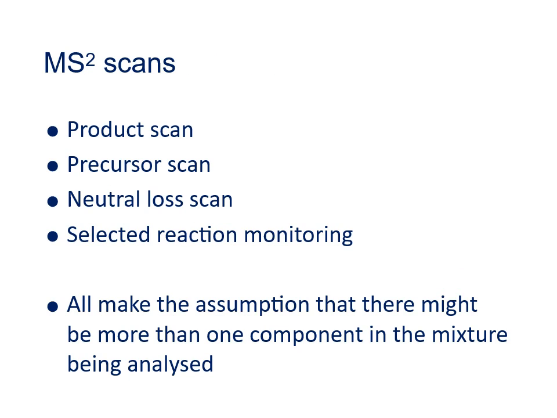Now, having looked very quickly at the basics of tandem mass spectrometry, it's time to look at the four standard tandem mass spectrometry experiments that are commonly run. These are the product scan, the precursor scan, the neutral loss scan, and selected or multiple reaction monitoring. All of these experiments were developed on the assumption that in most samples there will be a mixture of components to be analysed.